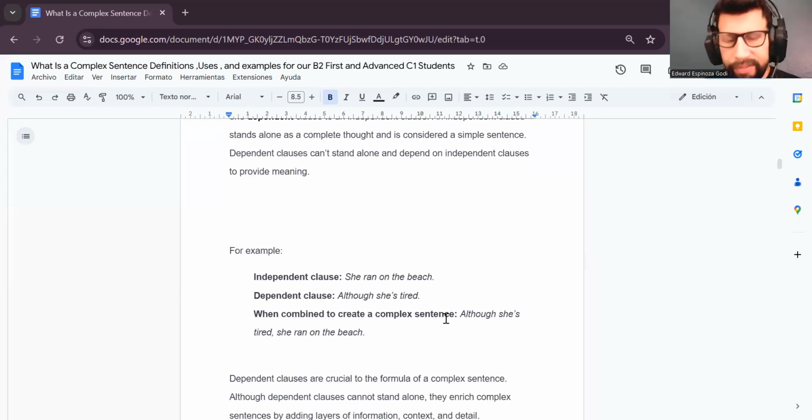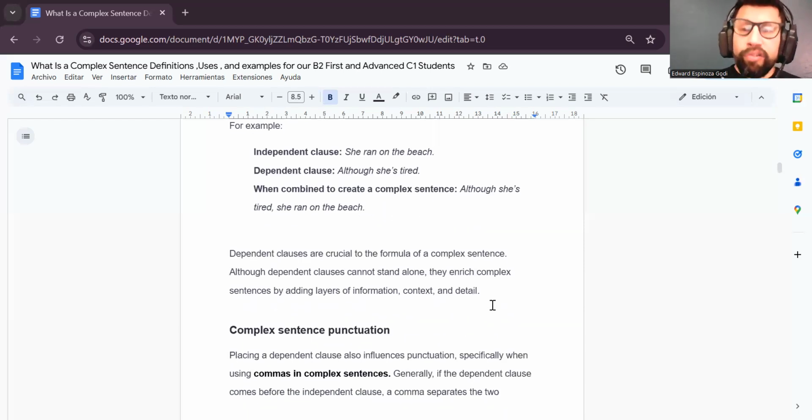Here's the example that's given. An independent clause: she ran on the beach. The dependent clause: although she's tired. When we take these two and we combine them, we have what is known as a complex sentence. Although she's tired, fatigue and all, she ran on the beach. She made her best effort to run, to do physical exercise and all. See?